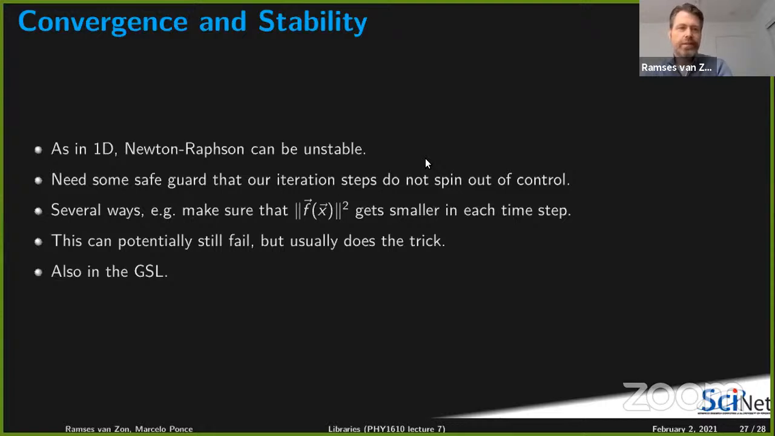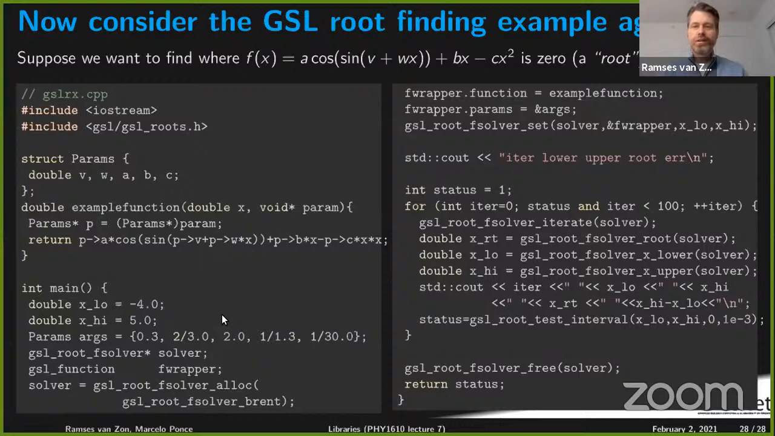Convergence stability, I kind of said this already, but because it's Newton-Raphson, it can be unstable. So there are ways to make that a little bit better. These are also in the GSL. The GSL is pretty big in terms of the things that it offers. Another reason why picking other libraries might not always be great. If you need a lot of different pieces, having just one library can be kind of nice. So let's end by looking at this GSL root finding example again.